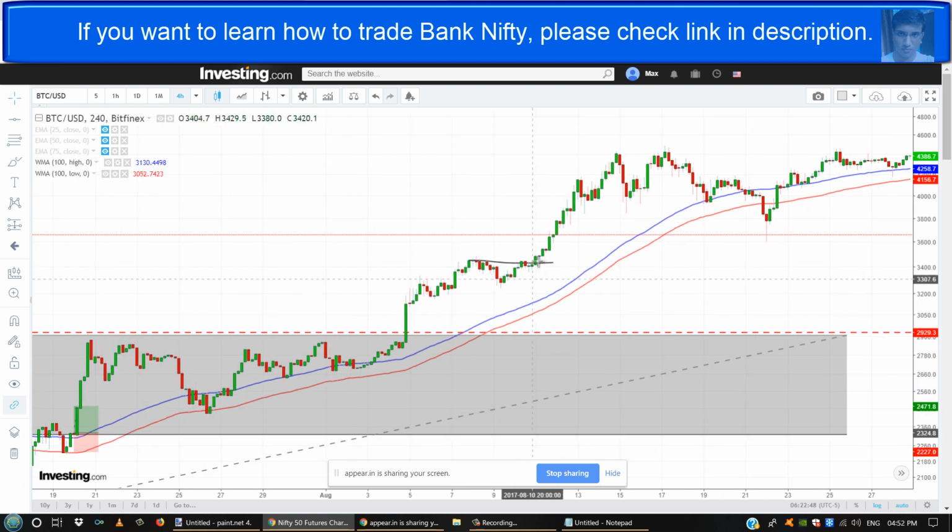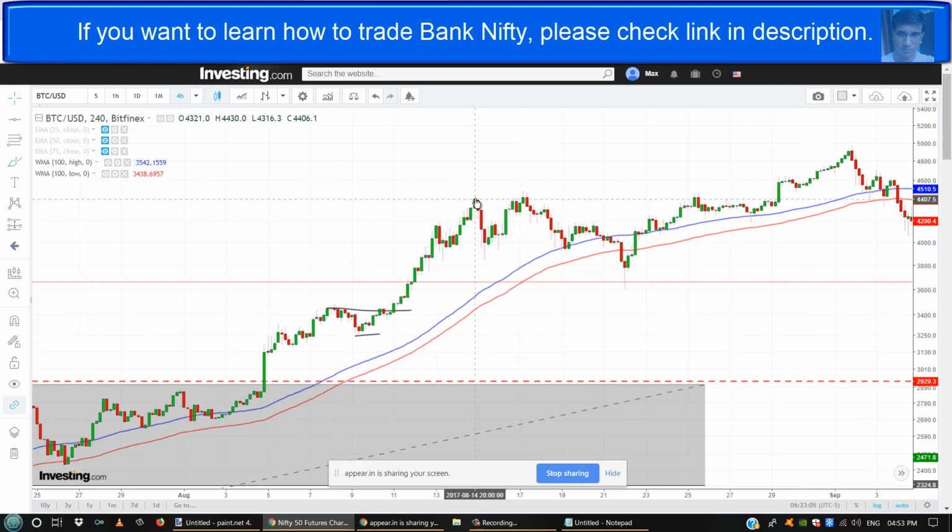When prices close above this resistance, we place our stop loss at the recent higher low. This one will be our new stop loss. Now what happened is that prices moved above and this is our new resistance, right? Now we need a successful break of this resistance.